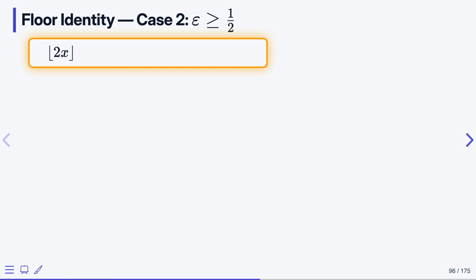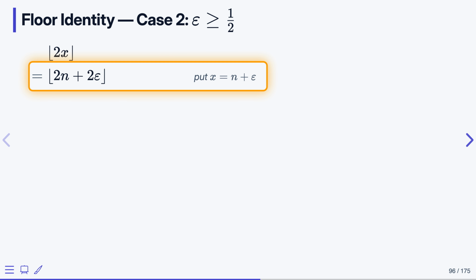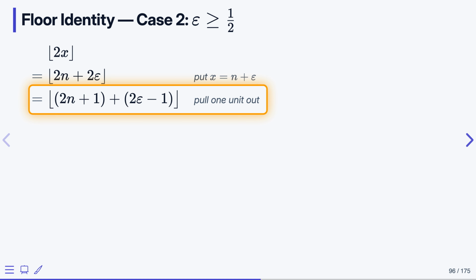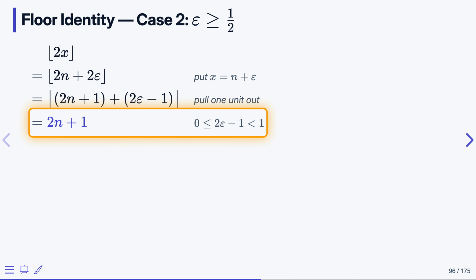Case 2. Epsilon is 1/2 or more. Work the left side first, the floor of 2x. Step 1. Put in x equals n plus epsilon. That gives the floor of 2n plus 2 epsilon. Step 2. Now 2 epsilon is at least 1, so it is no longer a leftover. Pull one whole unit out and write it as 2n plus 1, plus the quantity 2 epsilon minus 1. Step 3. That leftover 2 epsilon minus 1 sits from 0 up to but not including 1 because epsilon is below 1, so the floor is 2n plus 1.